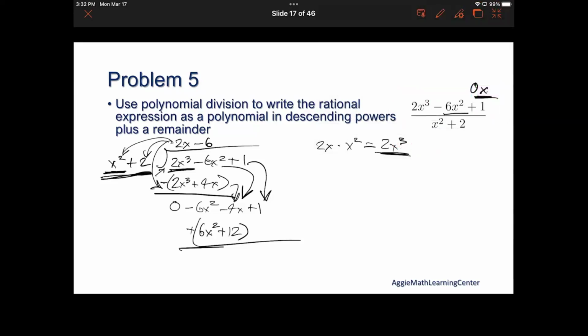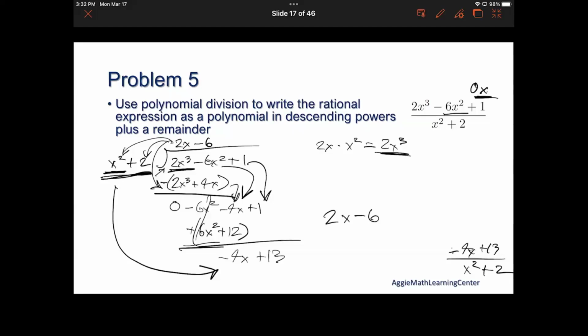If we reverse those signs, we would get 6x squared plus 12 instead. And so if we perform that, the 6x squared plus the negative 6x squared is going to cancel, and we will get just negative 4x plus 13. And the last thing is that if we can no longer divide x squared plus 2 into our negative 4x plus 13, that is just going to be our remainder. And we put that at the end in the form of the negative 4x plus 13 over x squared plus 2. So to finish off our division, it is going to look like 2x minus 6 plus negative 4x plus 13 over x squared plus 2.